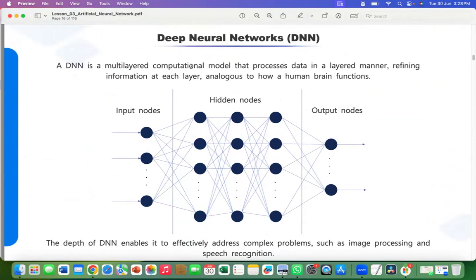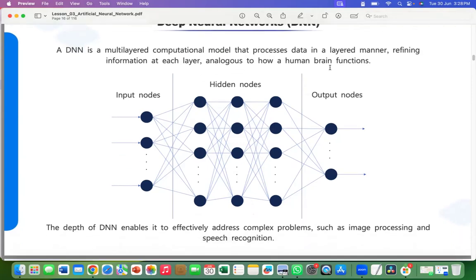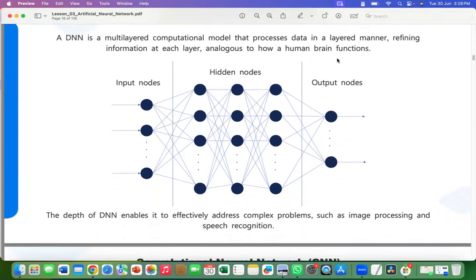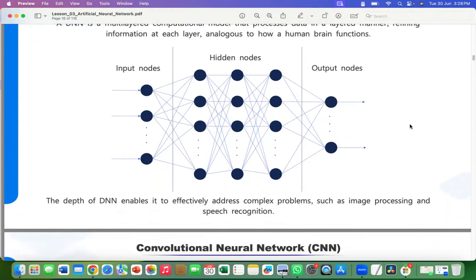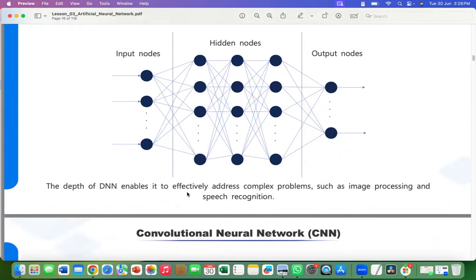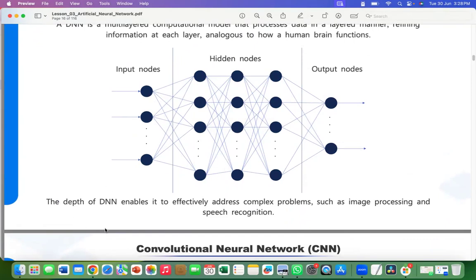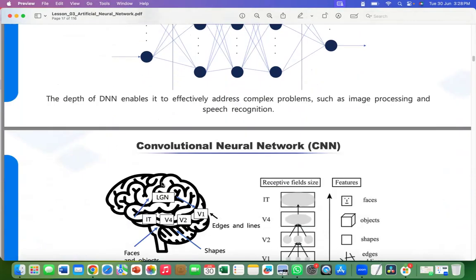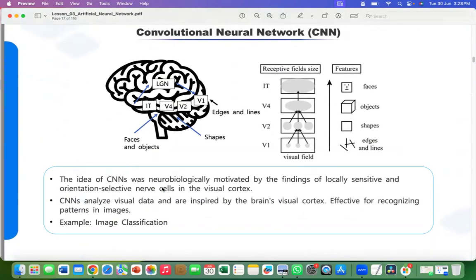Okay, then we have deep neural network or DNN. What is this? A multi-layer computational model that processes data in a layered manner, refining information at each layer, analogous to how our human brain functions. Input nodes, hidden nodes, output nodes. The depth of the DNN enables it to effectively address complex problems such as image processing and speech recognition. Depth means how many hidden layers you have included. The more you add, the more effectively you can address complex problems. We use it for tough problems like image processing and speech recognition.